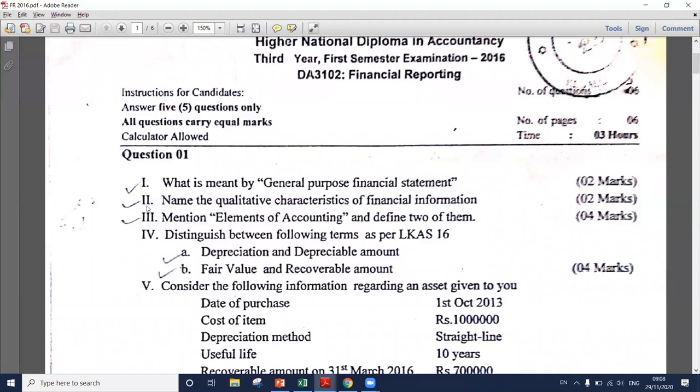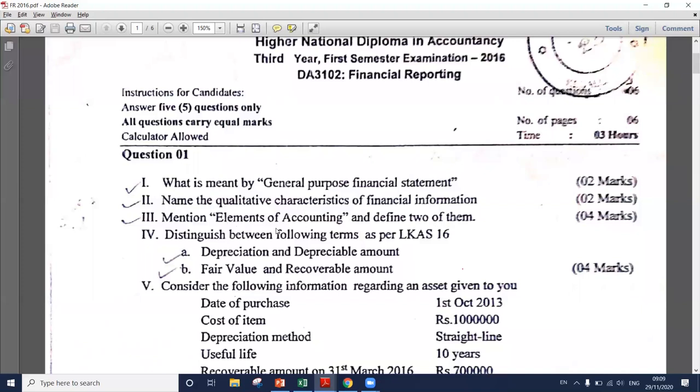In part 2 it asks to name the qualitative characteristics of financial information. Here they ask whether fundamental or enhancing, therefore we should know to name all of them. If it is fundamental there are two: relevance and faithful representation. If it is enhancing there are four: comparability, understandability, timeliness and verifiability. Part 3 says mention elements of accounting and define two of them.